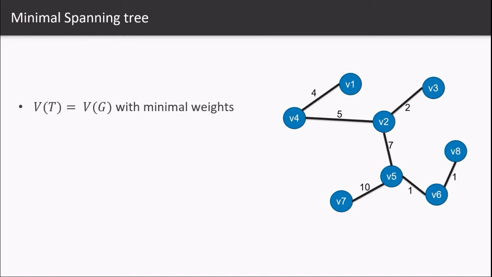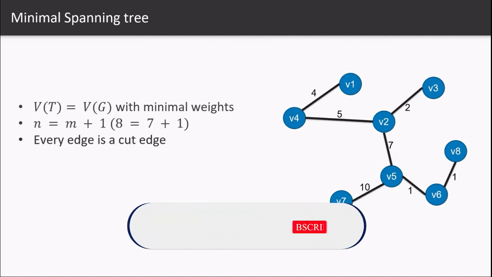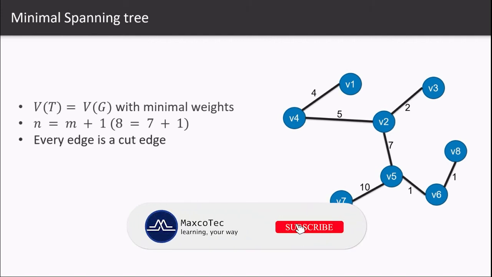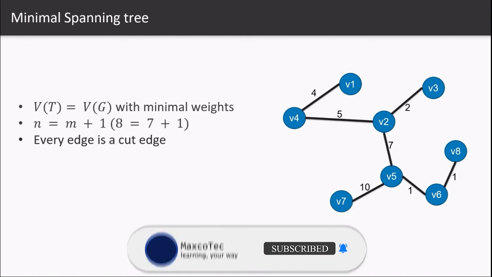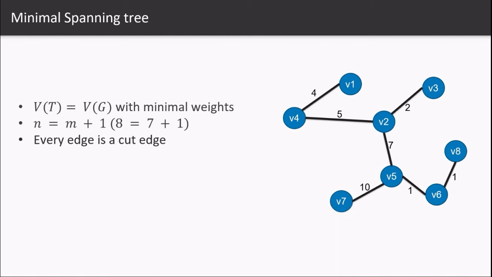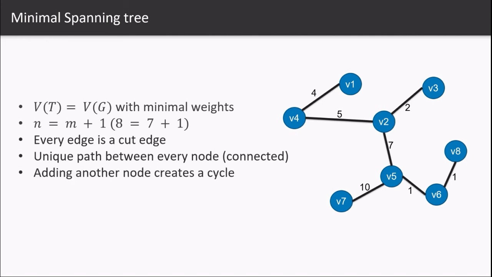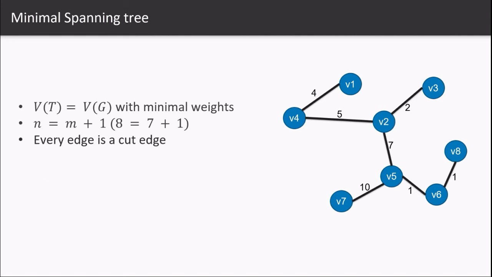So let us prove whether this fulfills all the properties of a tree. We are sure that the resultant graph is the subgraph of G such that it has minimum weights. And let's see if it follows n is equal to m plus 1. Total number of nodes are 8. Edges are 7, plus 1 equals 8. Every edge is a cut edge. So if we remove any edge, we will end up in two components of the graph, and hence disconnecting the graph. Unique path between every node. Adding another edge creates a cycle. That is also true.